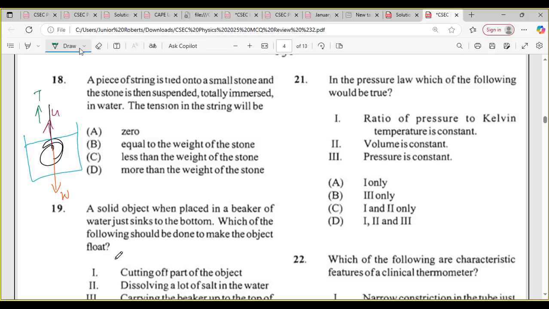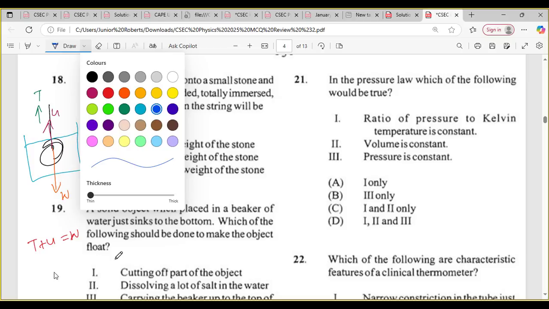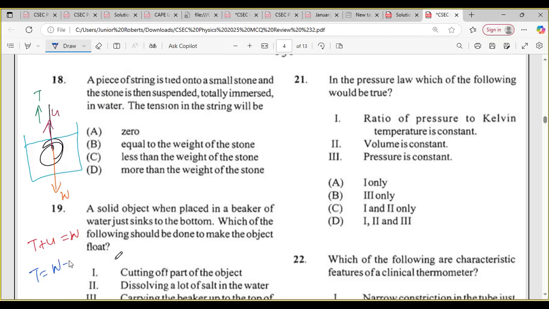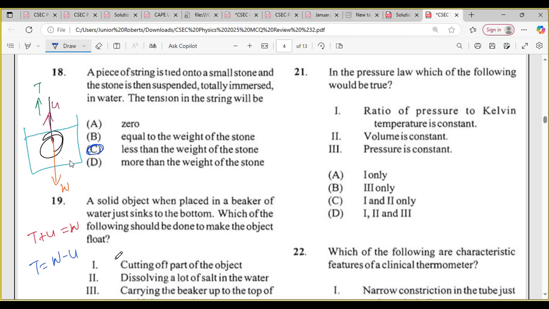So then, what we see now is that the tension plus the upthrust, U, because they're in the same direction, must equal the weight going downward. Sum of upward forces must equal sum of downward forces. So it says now the tension in the string. So we want to know what would be the tension. So in this case, we can make T the subject. So T is going to be equal to W minus U. So the tension must be less than the weight. So in this case, we can say tension is going to be less than the weight. So that's going to be C for that one.